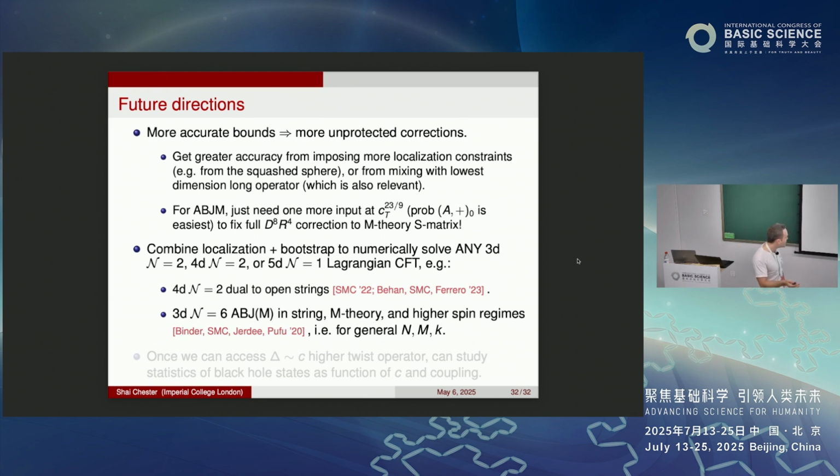And so we kind of initiated the numerical bootstrap of this more general class of theories a few years ago, but we didn't put in integrated constraints. And so that's something we want to do for the future. We're also deriving more integrated constraints.